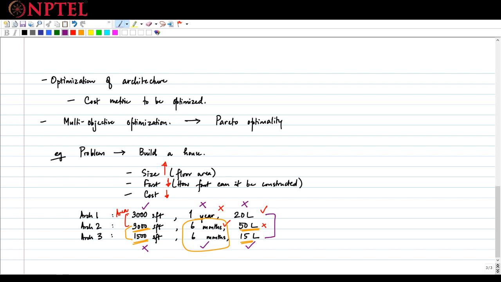If I generalize this idea, I'm now moving away from the idea of houses. I'm looking for a problem, and similar to the case of the architects who came up with 3 different solutions, you as a hardware architect are going to come up with multiple solutions. And there are 2 cost metrics. I'll just call them x1 and x2.